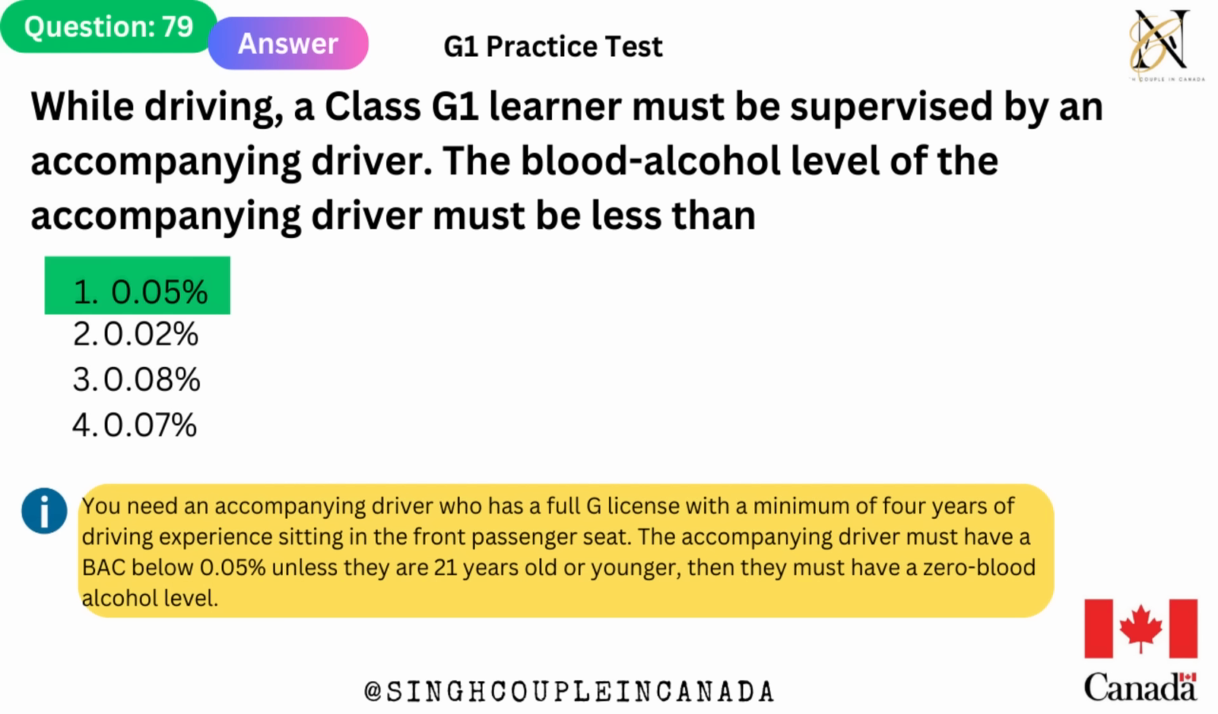0.07%. The answer is 1, 0.05%. You need an accompanying driver who has a full G license with a minimum of 4 years of driving experience sitting in the front passenger seat. The accompanying driver must have a BAC below 0.05% unless they are 21 years old or younger, then they must have a 0 blood alcohol level.